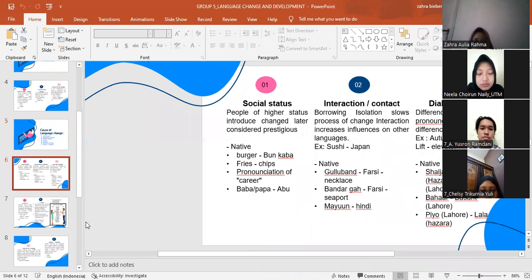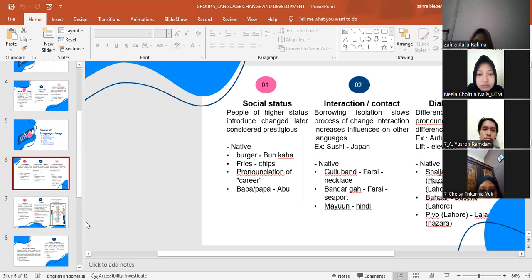Next, Zahra. First is social status. People of higher status introduce change later considered prestigious. Native examples: burger, bunkaba; price, chips; pronunciation of career, baba or papa, abu.